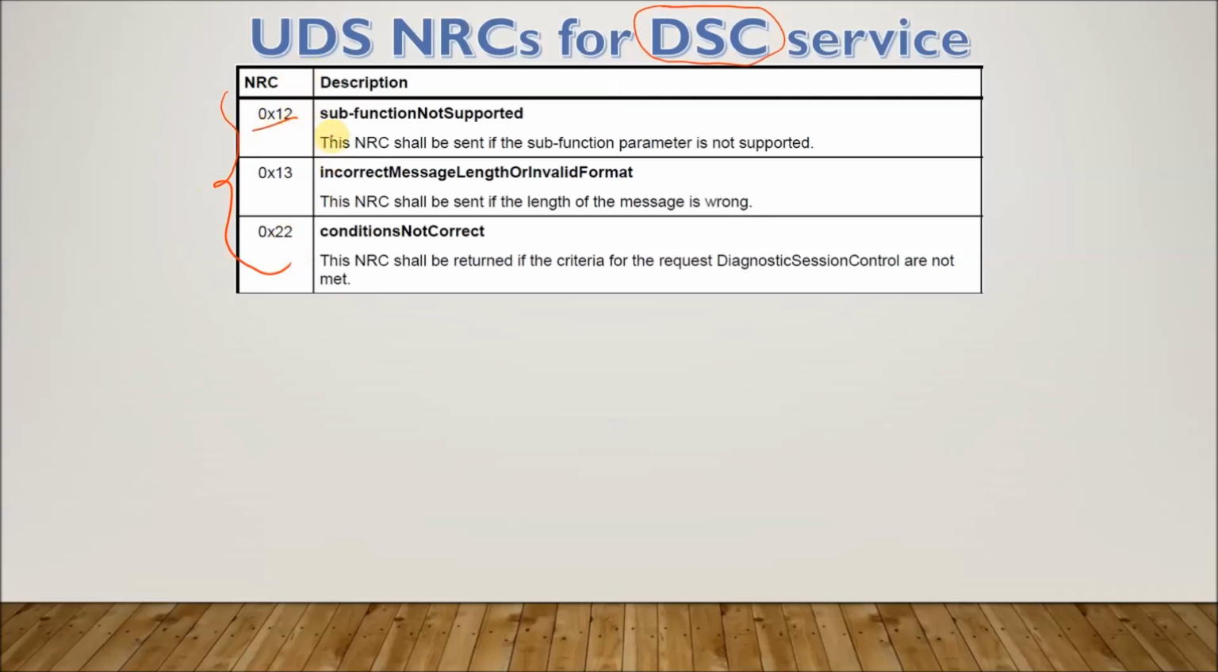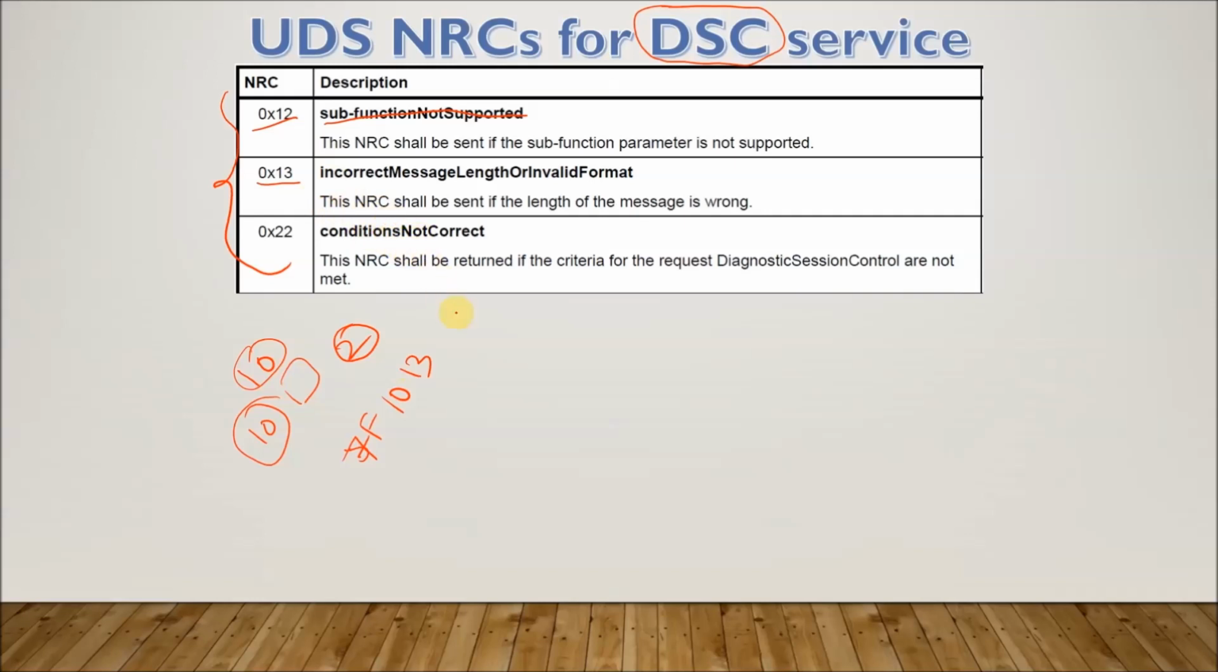One is 12, which is subfunction not supported. Second is incorrect message length or invalid format, right? Then NRC 13 will be sent. For example, if you just send 10, right, you need 10 and a subfunction, so 2 bytes are minimum required, but you are sending only 1 byte here. In that case, you will get 7F 10 13.